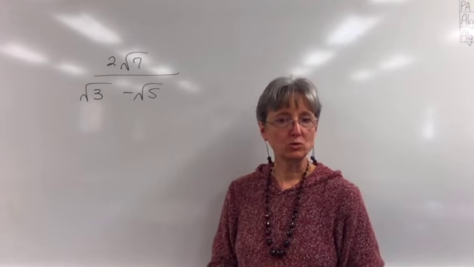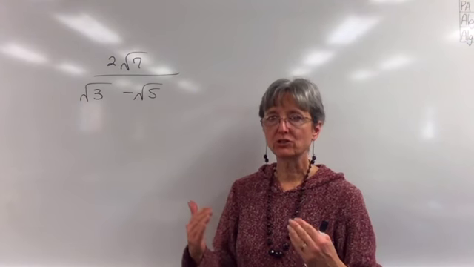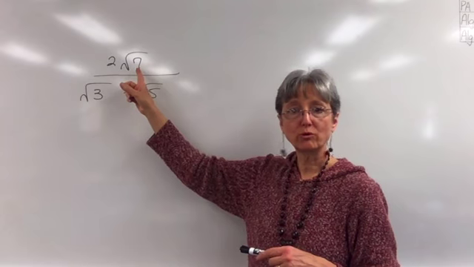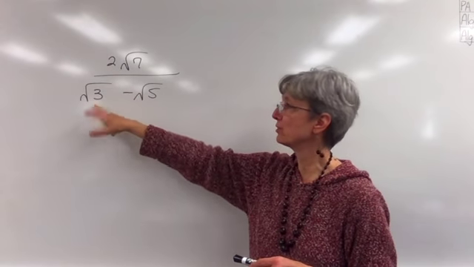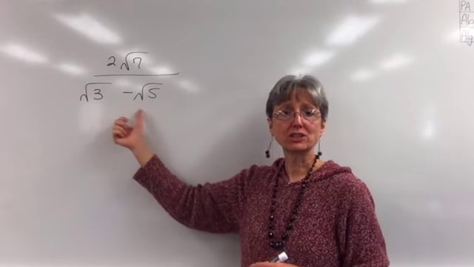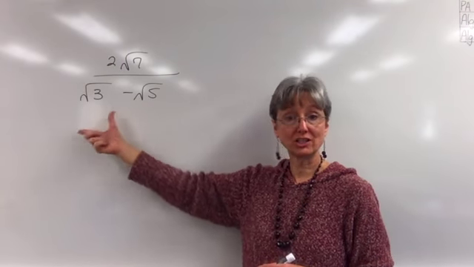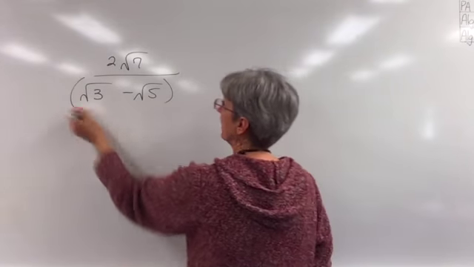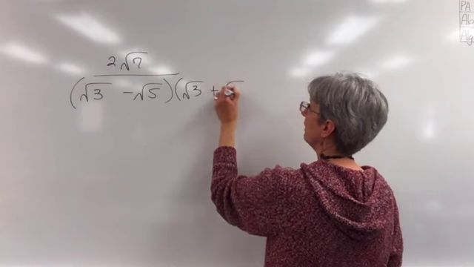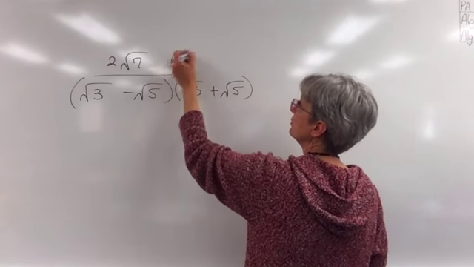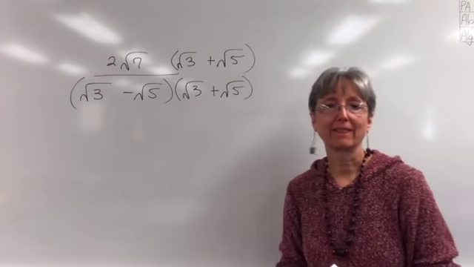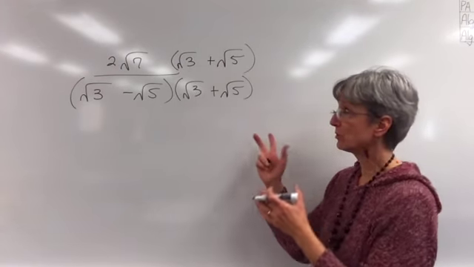Let me go ahead and do one more together just to make sure that you've got it, walk you through it. I have 2 square root of 7 over square root of 3 minus square root of 5. So my first step to rationalize this denominator is find the conjugate of this. And the conjugate of that would be square root of 3 plus the square root of 5. And I multiply the numerator and the denominator by the same thing.